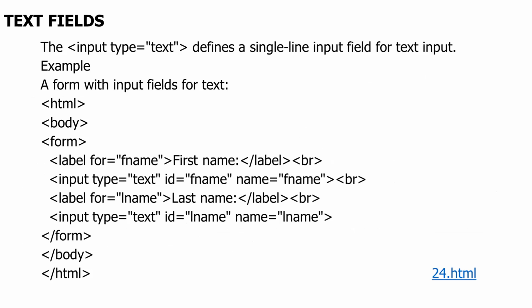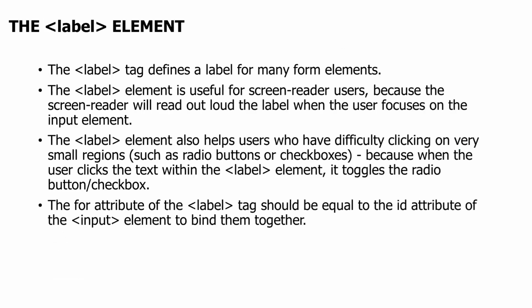Text fields. The input type text defines a single line input field for text input. Example, a form with input fields for text. In the HTML body, form, label, first name. You'll be labeling first name, input type text, ID fname. What label for that? It corresponds. Label for fname, class name label, input type text, ID lname, last name, end form, body, HTML.